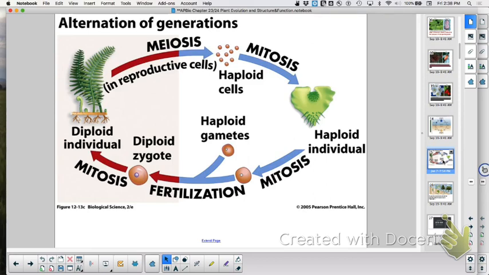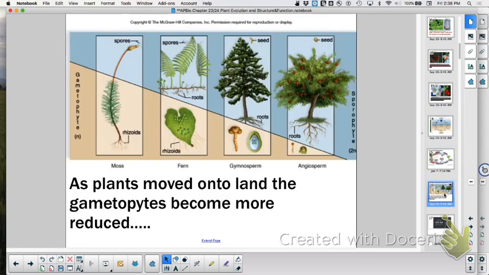The zygote's going to be diploid, right? And the zygote grows up into the sporophyte, which is diploid, but everything else is haploid. Okay? But the dominant structure, as you look at the trends on land, the dominant structure that you see is the sporophyte generation. Good?